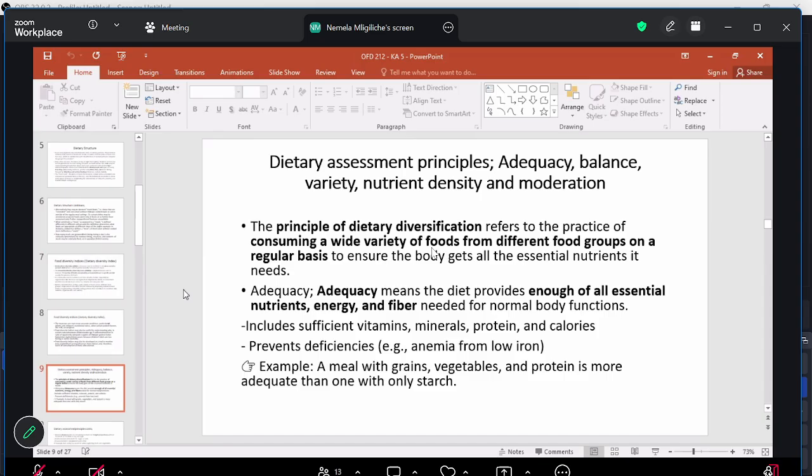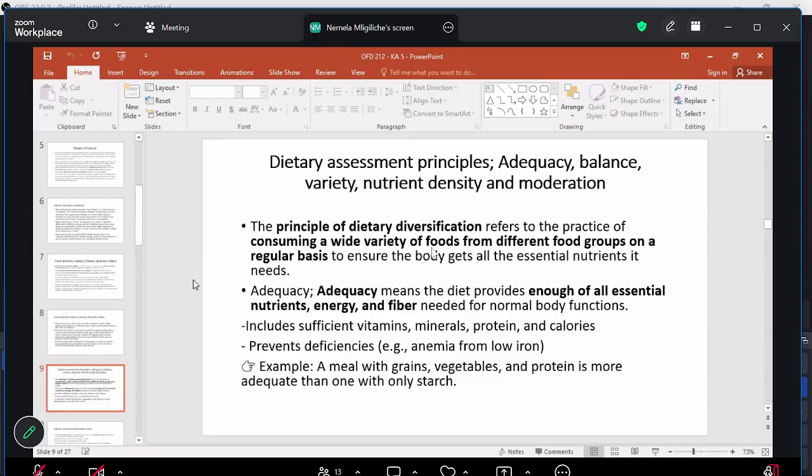For example, if the diet is deficient in iron or low in iron, you end up getting anemia. So adequacy in a meal is, for example, when your meal contains grains, vegetables, and protein in one meal. This will give you enough nutrients. For example, we're eating ugali, that is grain. The ugali is made from maize, and it can be unrefined, which is even better.